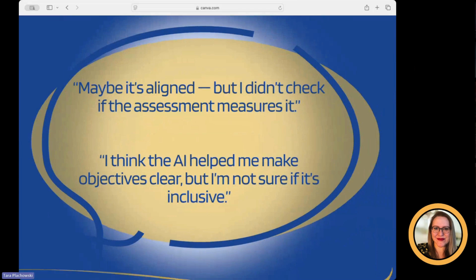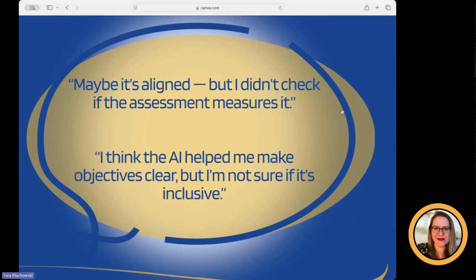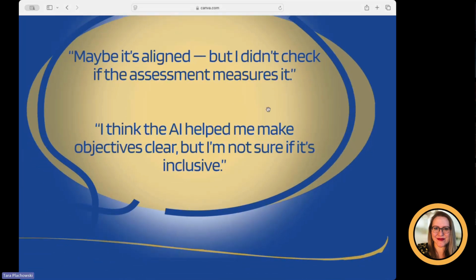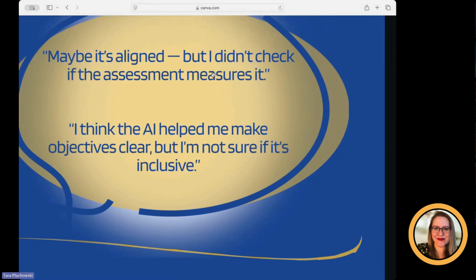So here are a few of those quotes from the first data session. So I had one person say, this is about assessment, maybe this is aligned, but I didn't check if the assessment measures it, right? And so what I got from this is they understood that they have to really deeply understand the assessment and check it against the goal in order to know if that alignment, if that validity is happening. And then of course I'm like, why didn't you check it? Is my next question, but at least I got that. So they're still students, they're still learning.